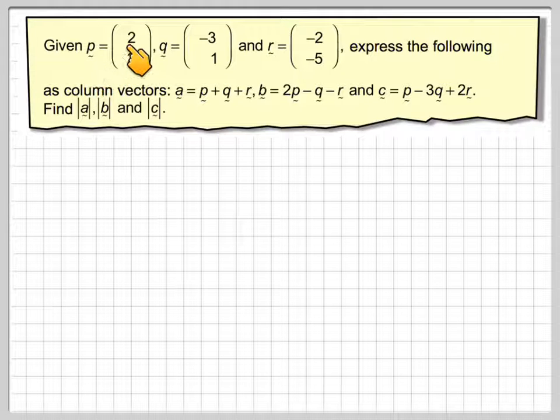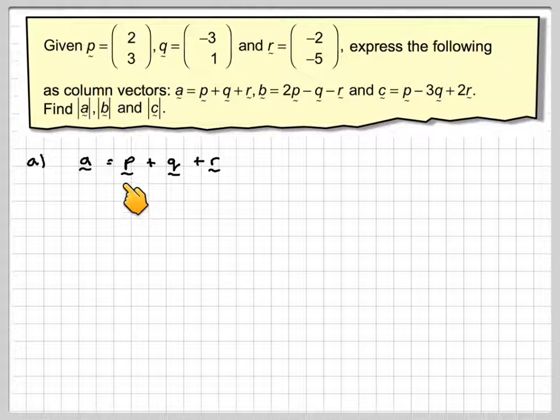Given vector P is (2, 3), vector Q is (-3, 1), and vector R is (-2, -5), express the following as column vectors. Vector A is equal to vector P plus vector Q plus vector R. Vector B is equal to 2 times vector P minus vector Q minus vector R. And vector C is equal to vector P minus 3 times vector Q plus 2 times vector R. Find also the magnitude of A, the magnitude of B, and the magnitude of C.